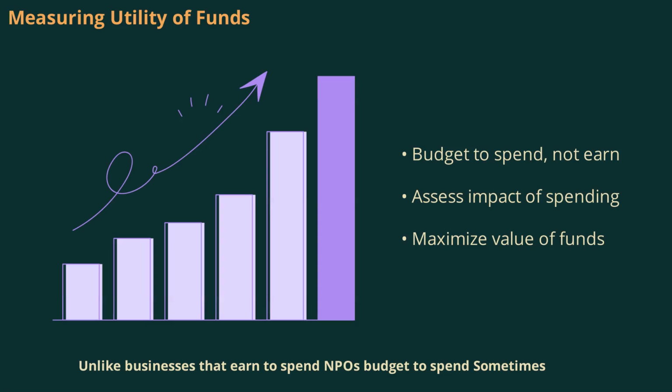Like businesses that earn to spend, NPO budget to spend. Sometimes they may have more funds than needed, while at other times they may struggle to meet their targets due to limited resources. Measuring the utility of funds, ensuring that every dollar spent creates real value, is a constant challenge. Overspending without purpose doesn't add value, so NPO must carefully assess the impact of their expenditure to maximize their effectiveness.